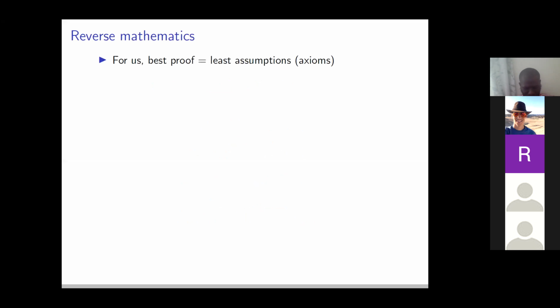One objective way to measure it would be that the best proof is the one that uses the least assumptions. If you prove something with fewer assumptions, it's a better proof, right? You're proving a stronger result. And I should say, for us, assumptions are going to mean axioms of set theory. So the idea is we have a theorem we want to prove, and we want to find the weakest set of axioms that can prove that theorem. This is called reverse mathematics.